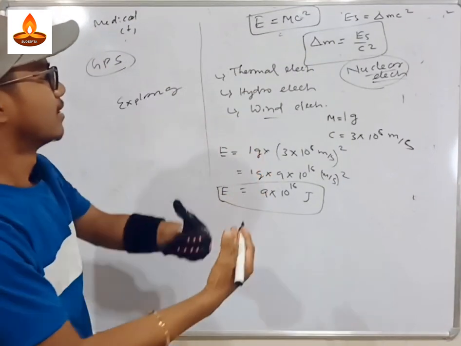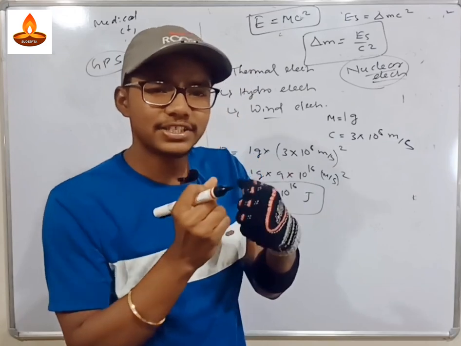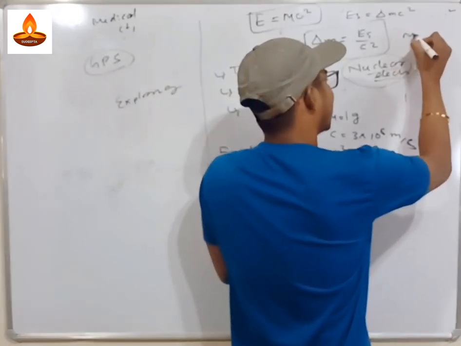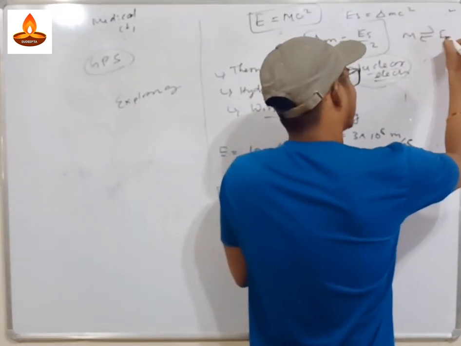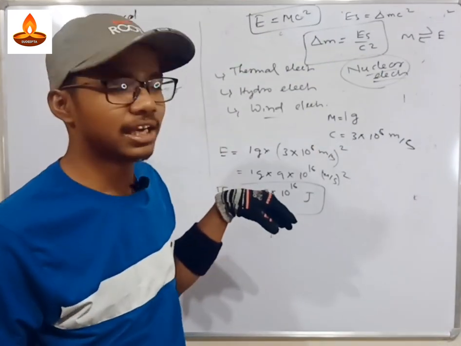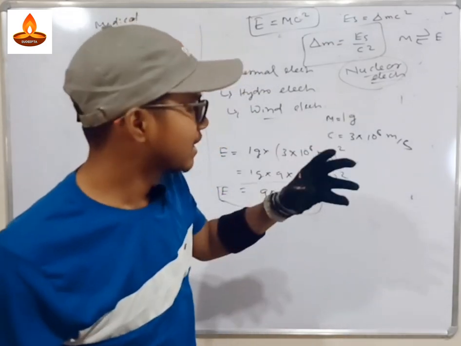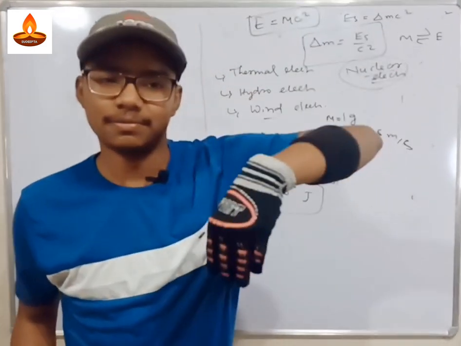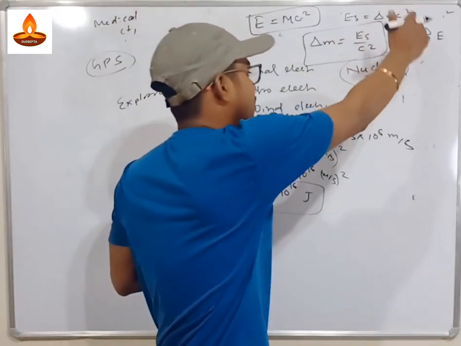The relation, that is, mass is equivalent to energy. That means mass can be converted into energy, and energy can be converted into mass. If it loses energy, it means it lost some mass. If it lost some mass, it means it lost some energy.